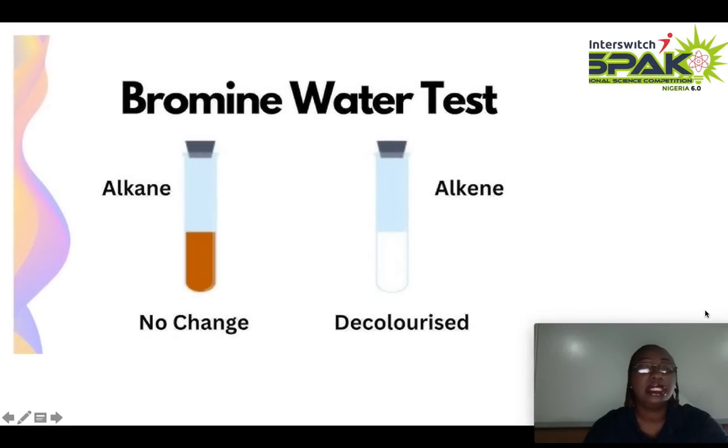Now this is a test. Bromine water test is a test to differentiate alkanes from alkenes. In alkanes, bromine water, which is reddish brown in color, does not change. No change. But in alkenes, it decolorizes it. So this is a test for saturation and unsaturation.